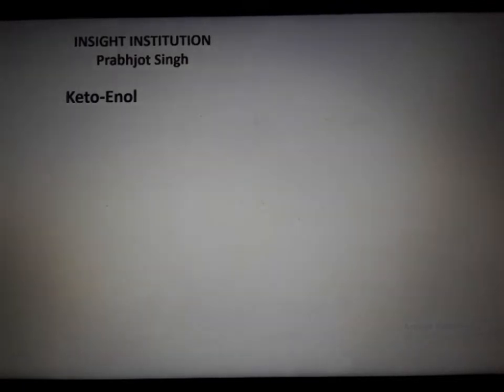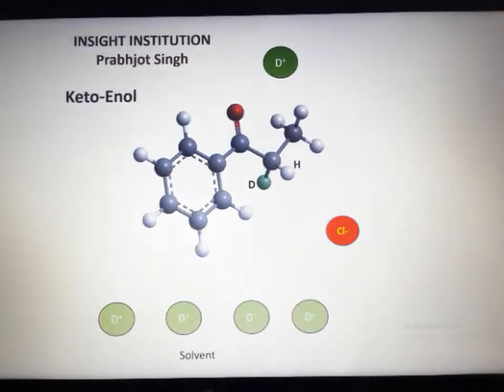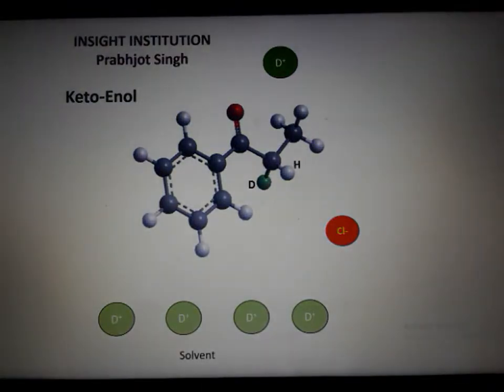So if you would like to watch it again, then we can talk about it like this. So initially, electron transfer from oxygen to deuterium. There is a bonding taking place here.